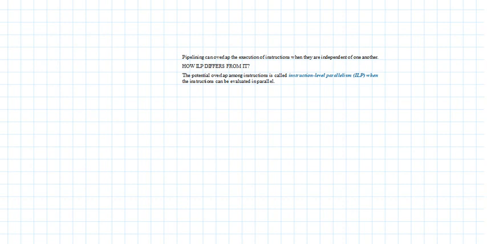But instruction level parallelism tries to explore the potential parallelism or potential parallel execution in instruction level. The potential overlap among instructions is called instruction level parallelism when the instructions can be evaluated in parallel.